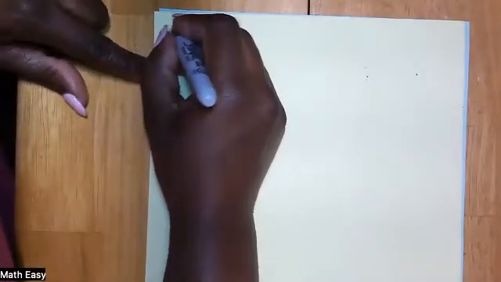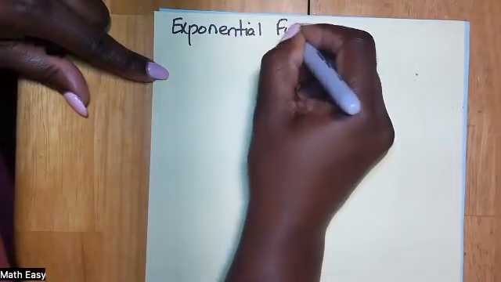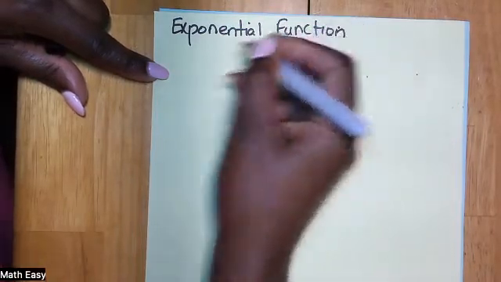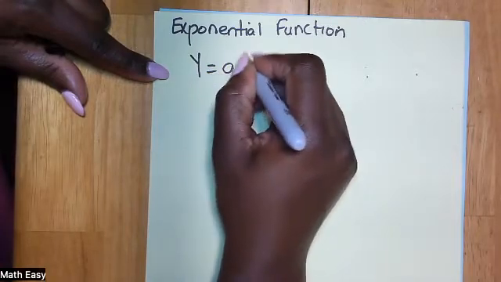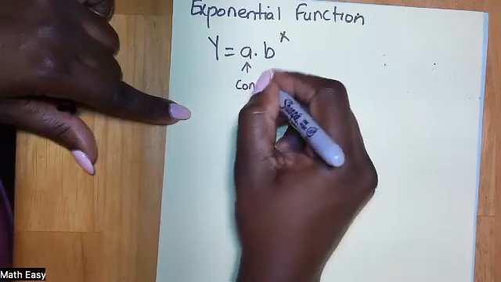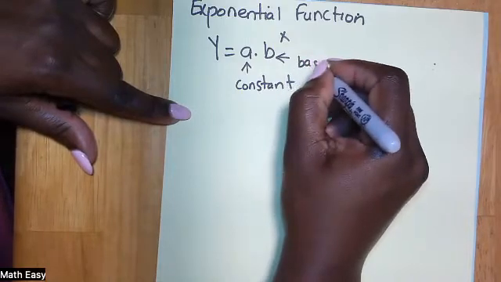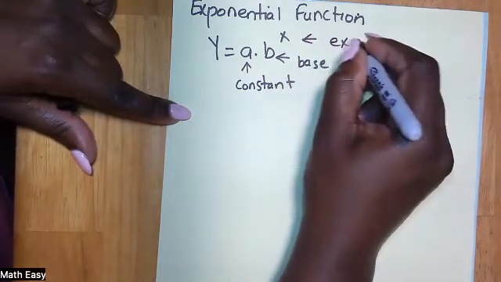Welcome to Log Review. We're going to review logarithms, exponential functions, and we're going to delve into interest. Now, the first thing you need to know is that exponential functions are written in the form y equals ab^x. a is the constant, b is your base, and x is your exponent.